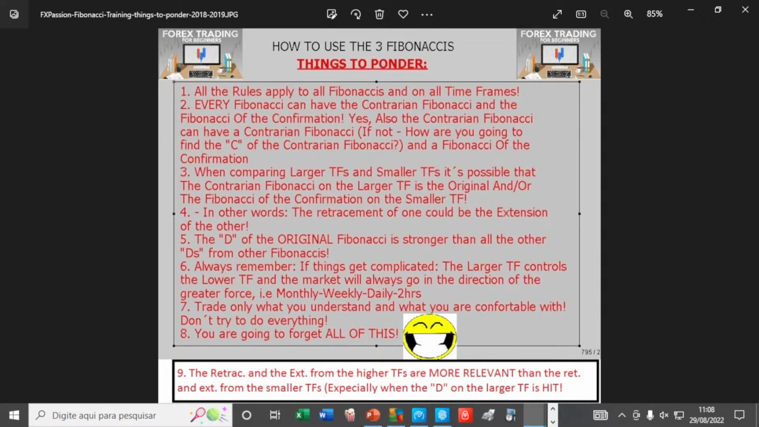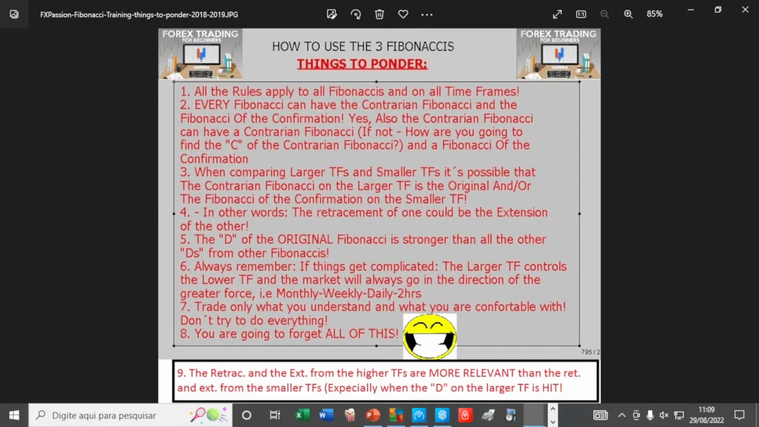How to use the three Fibonacci's, things to ponder. Number one, all the rules apply to all Fibonacci's and on all time frames. Number two, every Fibonacci can have the contrarian Fibonacci and the Fibonacci of the confirmation. Yes, also the contrarian Fibonacci can have a contrarian Fibonacci. If not, how are you going to find the C of the contrarian Fibonacci and the Fibonacci of the confirmation? Number three, when comparing larger time frames and smaller time frames, it is possible that the contrarian Fibonacci on the larger time frame is the original and/or the Fibonacci of the confirmation on the smaller time frame.